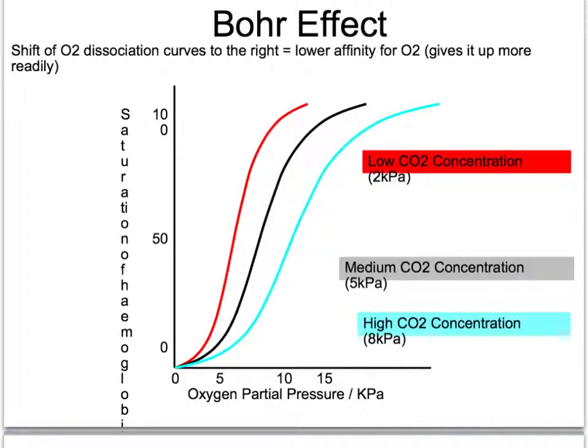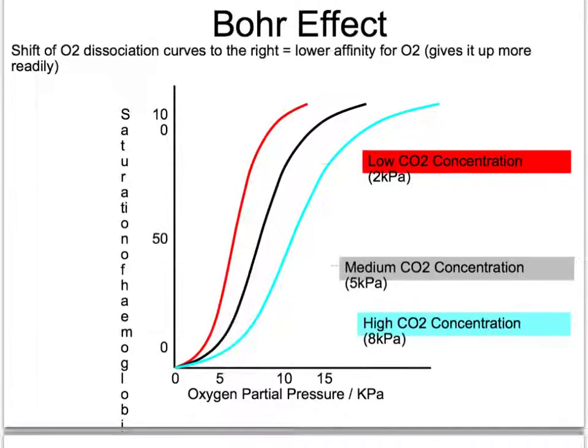And here you can see it. It's called the Bohr Effect, and the Bohr Effect is a shift of the oxygen dissociation curve to the right, which means the lower affinity for oxygen, which means it gives it up more readily. So here you can see the red curve is at a low carbon dioxide environment. As you start to increase the carbon dioxide concentration, the curve shifts to the right, and as you increase it further still, shifting to the right even more.